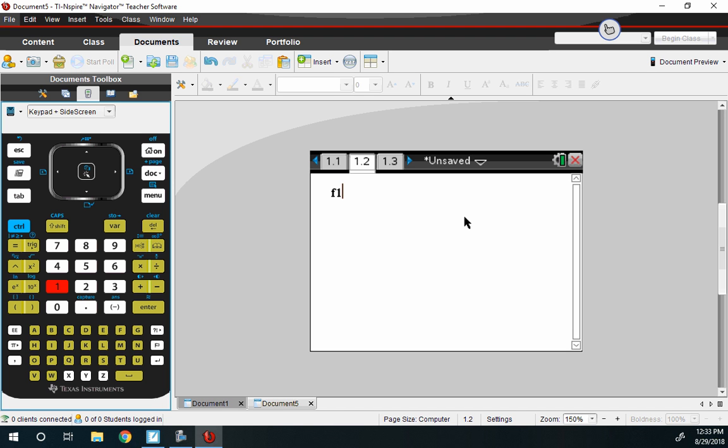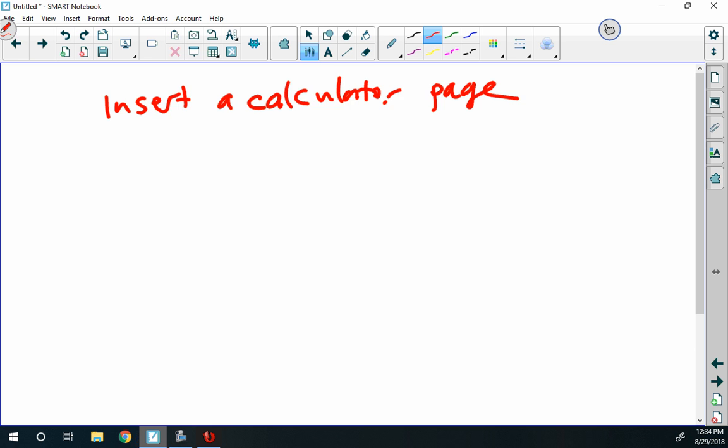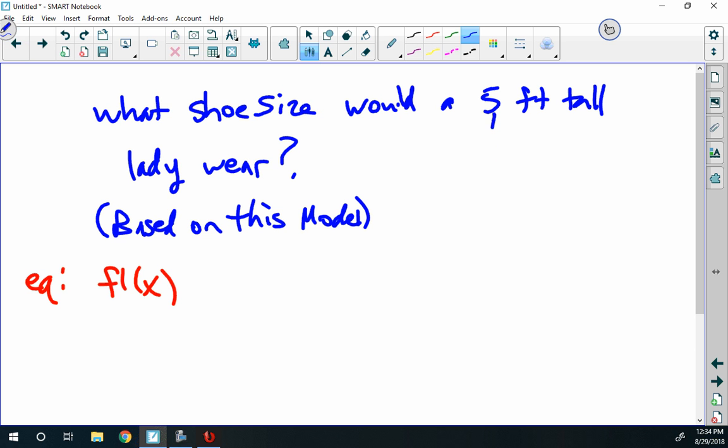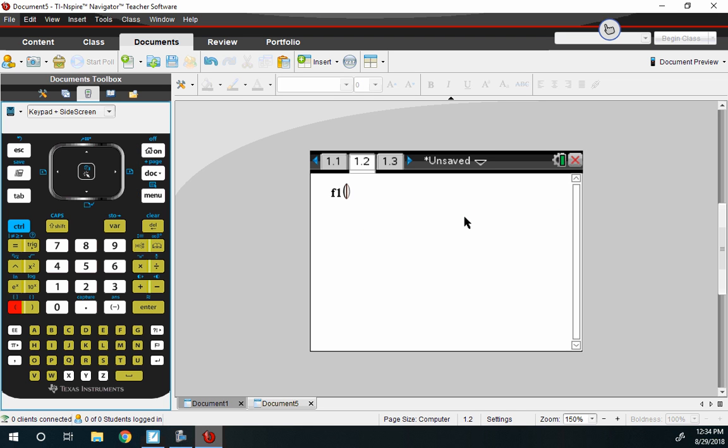So we're going to evaluate that for a specific value of x. If somebody's 5 feet tall, what's their x value? Be careful. It's not 5. Remember, we put the height in inches, right? 60. So a 5 foot tall person, remember that their x is 60. So we're going to evaluate this function for 60. And based on this model, what size shoe should that person wear?